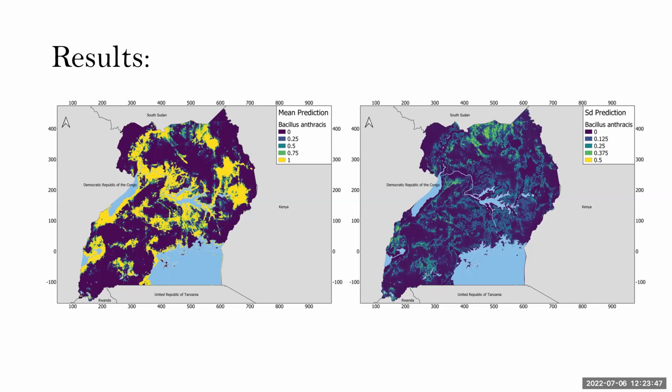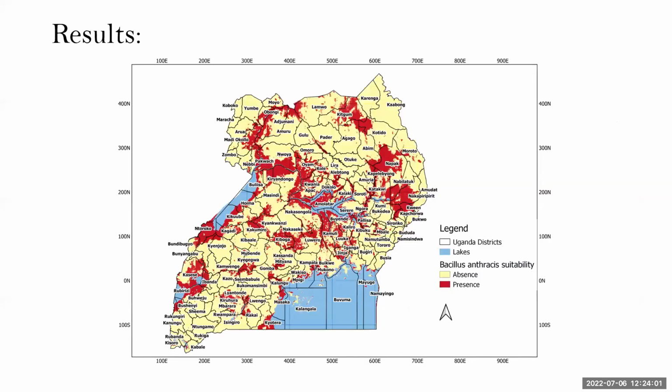As for the prediction, you can see that it's almost similar to the Maxent model output, aside from the fact that its prediction is more generalized and it picks up more known locations of past anthrax outbreaks as compared to the Maxent model. Now, this is a binary version of the same model, and the red areas here are locations predicted to be suitable for anthrax.